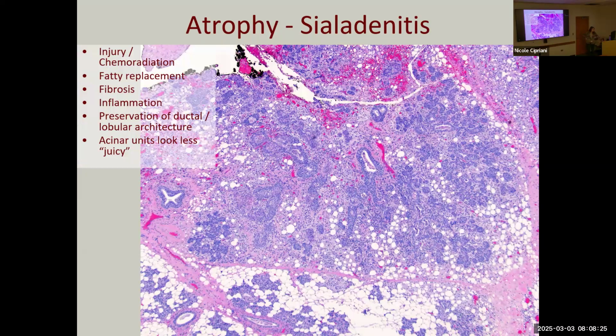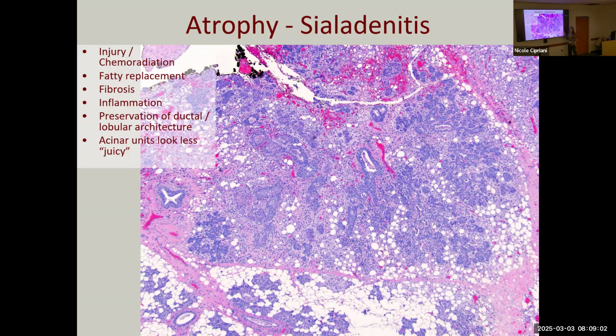Other salivary changes that we see, especially in this hospital where we give a lot of chemoradiation for head and neck cancers, right? Oral cavity or pharynx, whatever, you can see a lot of atrophic changes in the salivary glands. In this case, you see replacement of the background stroma by fat and fibrosis and shrinkage or shriveling of the acinar units, right? So they're not as plump or as juicy as we might see in the regular glands. There's also a lot of inflammation in the background.